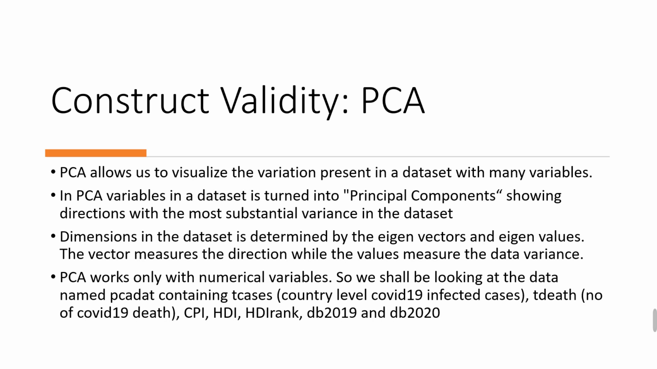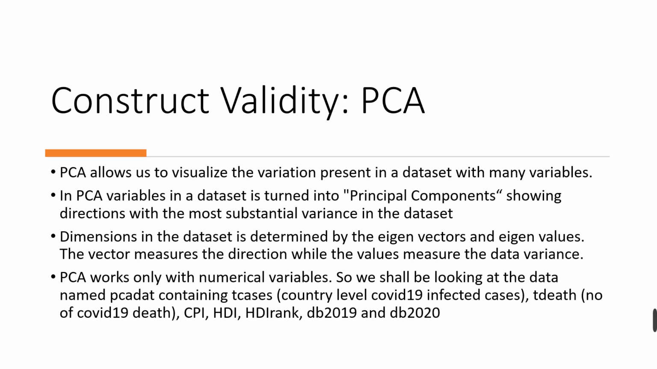We normally use two parameters in order to deal with the dimensions of the data set. One is the eigenvectors and the other is the eigenvalues. The eigenvectors measure the direction while the eigenvalues measure the variance that is present in our data sets. Generally, principal component analysis works only with numerical variables.